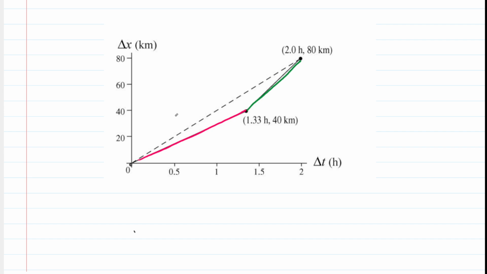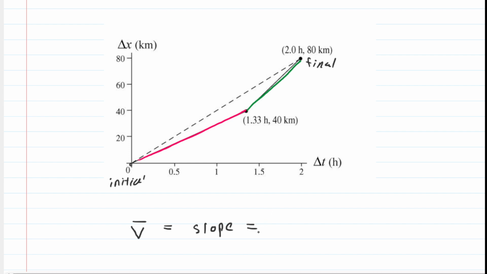Now, what actually would represent the average velocity on a graph would be the slope of the line from where the car started, we could call that the initial position, to where the car ended, which would be its final position overall. You can see that if we connect the initial and final positions, we have that dashed line right there. If you find the slope of that dashed line, you would get the average velocity. We can go ahead and do that just to confirm our answer. Notice the initial coordinate would be 0, 0, and the final coordinate is 2, 80.